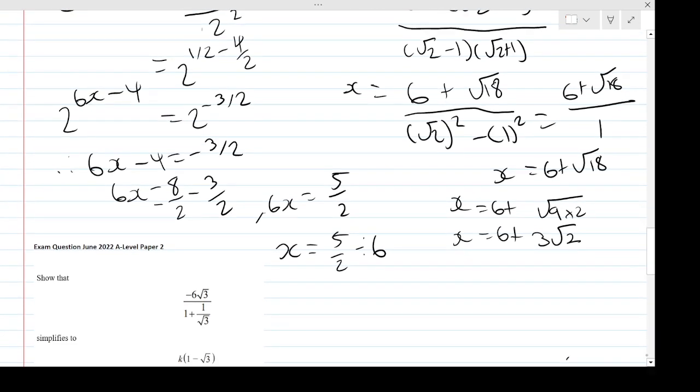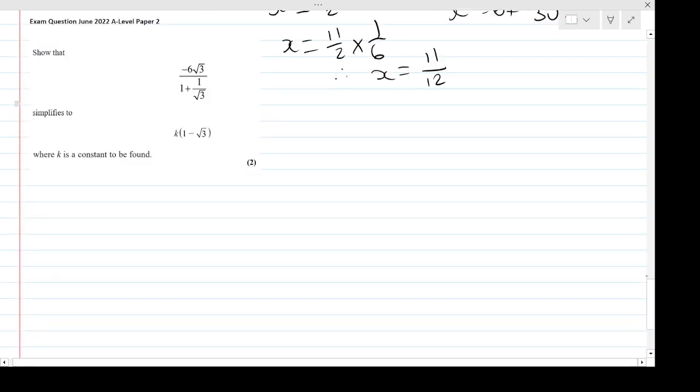If we're dividing, remember you can use KFC to divide two fractions. We keep the first fraction, change the sign to times, and flip the 6, so it's going to be 1 over 6, the reciprocal. Then x is going to be 5 times 1, which is 5, over 2 times 6, which is 12. That would be the solution to that question.